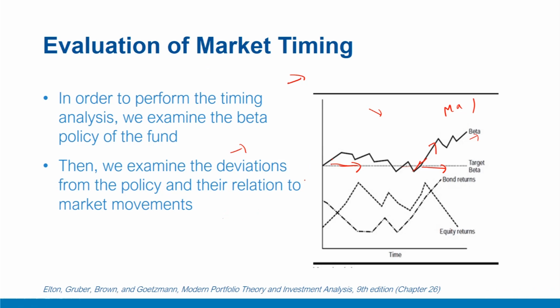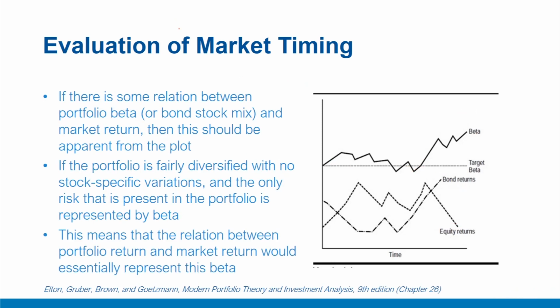Or in other words, if there is a change in composition of bond and equity returns, that is bond stock mix is changing systematically with the market, then also you can say that he is trying to time the market. The simple assumption here is that the entire risk of the portfolio is diversified and therefore there is no idiosyncratic or non-systematic risk. The entire risk of the portfolio is driven by this beta, and therefore the sensitivity of this portfolio is represented by beta.